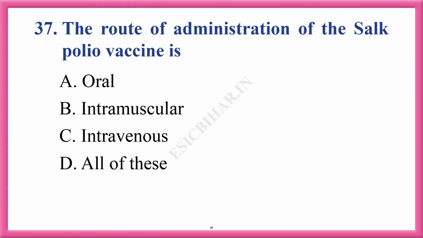Question 37. The route of administration of the Salk polio vaccine is: A. Oral, B. Intramuscular, C. Intravenous, D. All of these. And the answer is B. Intramuscular.